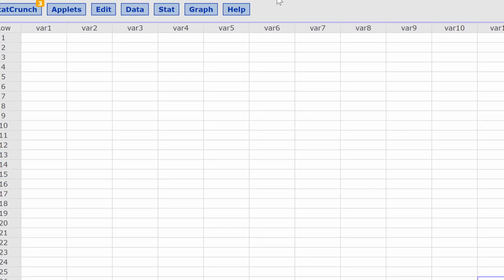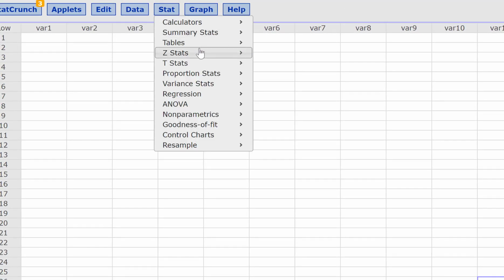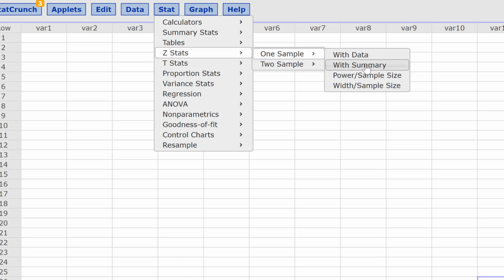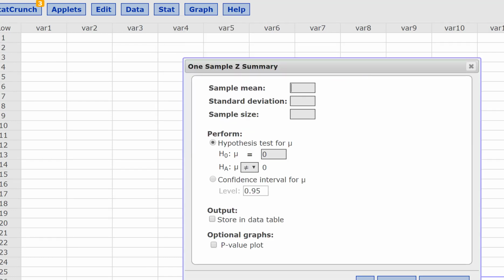Okay, as usual, we can do this directly in StatCrunch. So go up to Stat. This is a Z statistic, and it's one sample, and we're just given summary statistics. So our sample mean was 6.3. Standard deviation. Now we put in the standard deviation, the original standard deviation, which was 0.8. And the sample size was 16. And now we're performing a hypothesis test. And here the mean was 5.8.